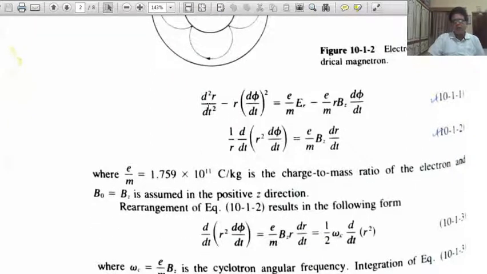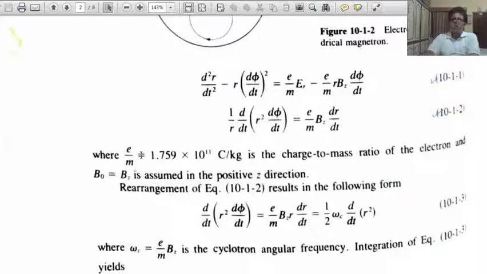And this is written in the combined form 1 upon r d upon dt (r square d phi upon dt) equal to e upon m Bz dr upon dt. So it can be easily understood. Now, what is e by m? You all know, and B0 equal to Bz is assumed in the positive z direction. Rearrange equation 10.12. So it can be written as d upon dt (r square d phi upon dt) equal to e upon m Bz r dr upon dt equal to 1 upon 2 omega c d upon dt r square.